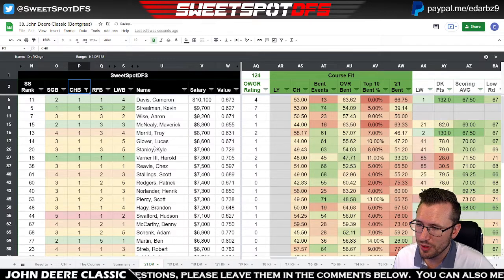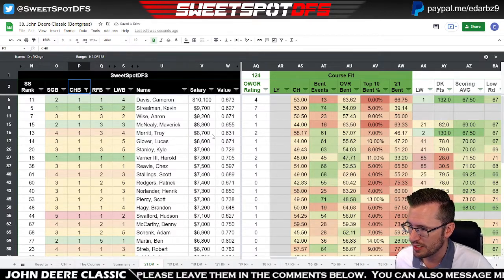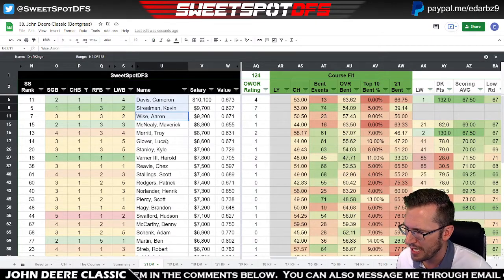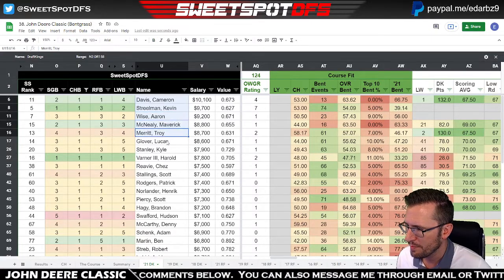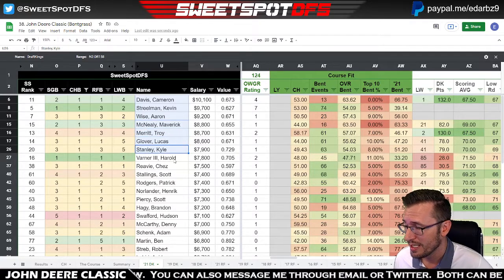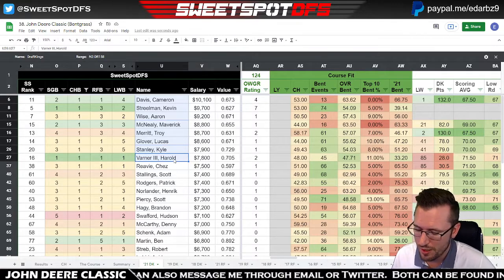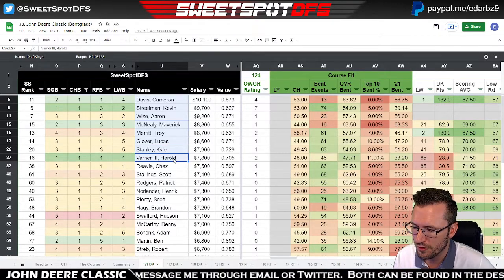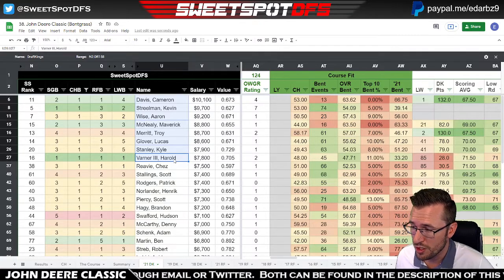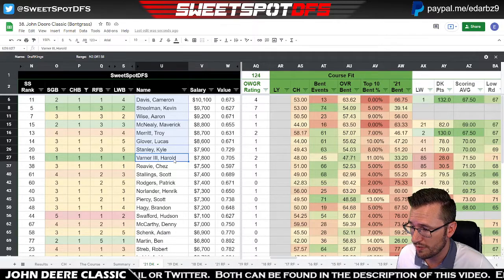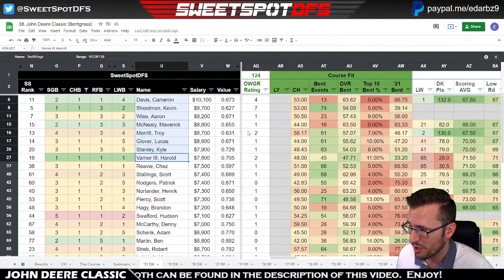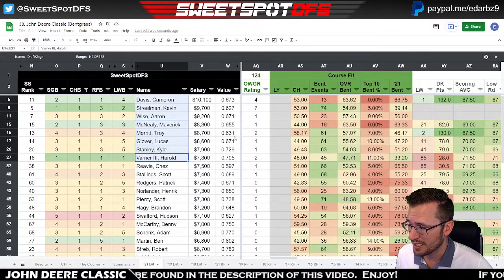So when we look at salary, we obviously see Cameron Davis here at the top, followed by Kevin Streelman and Aaron Wise, all in the 9K and above. But 8K and above, we can include McNeely, Merritt, and Glover. I don't mind those at all. I also don't mind Kyle Stanley. You heard me talk about Varner III not too long ago. I don't mind playing him again. It's fine. This is your number 1 bucket. So somewhere between 1 to 3 golfers is what I'm kind of projecting.